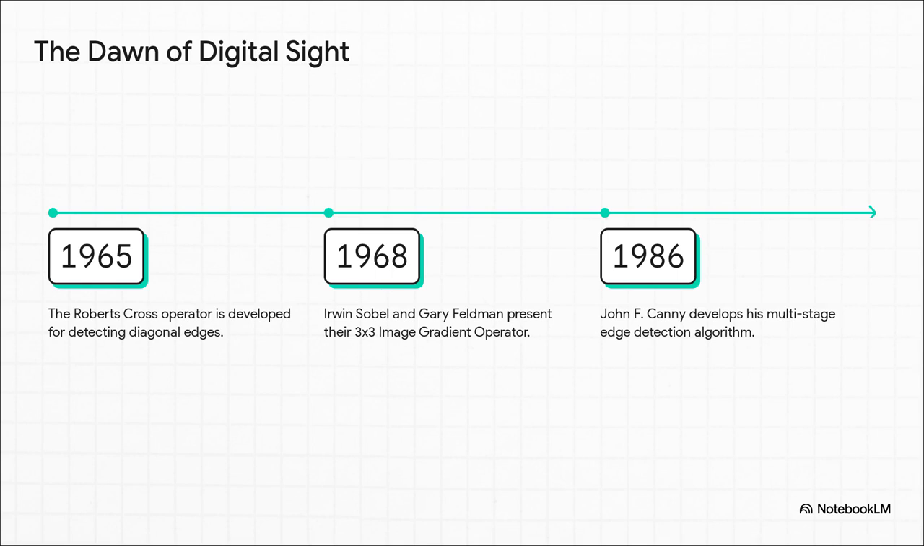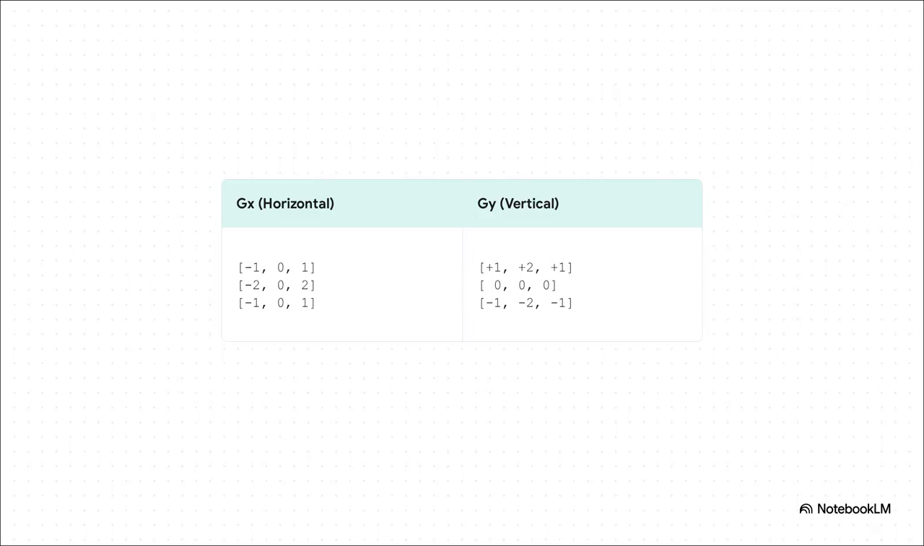The first tries, like the Roberts cross operator back in '65, were pretty simple but kind of noisy. Then, in 1968, Irwin Sobel and Gary Feldman showed off their new operator at Stanford. It was a huge leap forward, and it would end up inspiring even more advanced stuff like John Canny's famous algorithm in 1986.